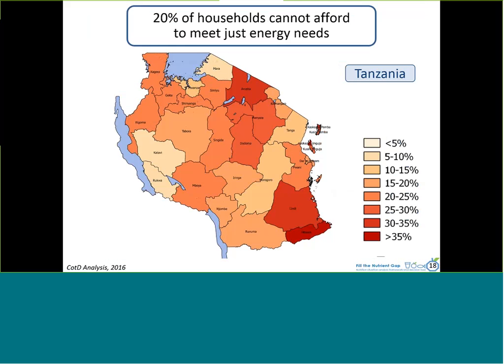So here's an example from Tanzania, where we look at what portion of the population in each region cannot afford a diet that meets only energy needs. Here you can already see about 20% of households nationally cannot afford a diet that only meets energy needs. And it really varies according to each region. There are some regions, as you can see in the light pink areas, where pretty much everyone, less than 5% of people, cannot afford a diet that only meets energy needs. However, there are some areas, like down in the south, Mtwara, where we found over 35% of people could not afford a diet that only met energy needs.